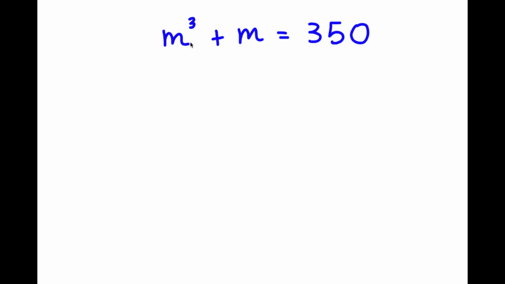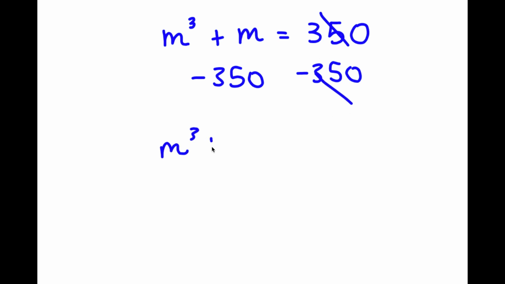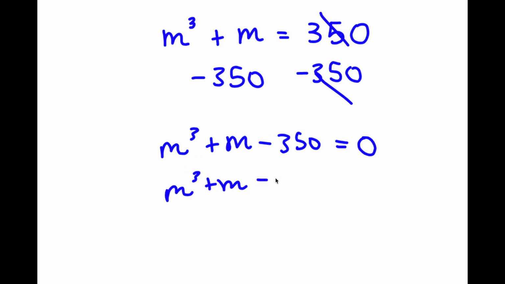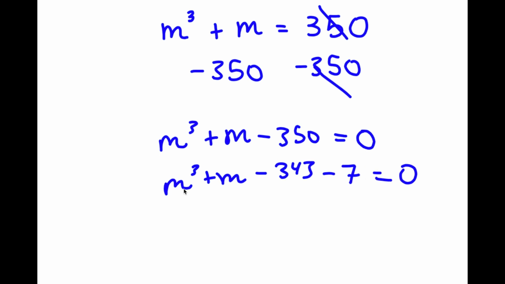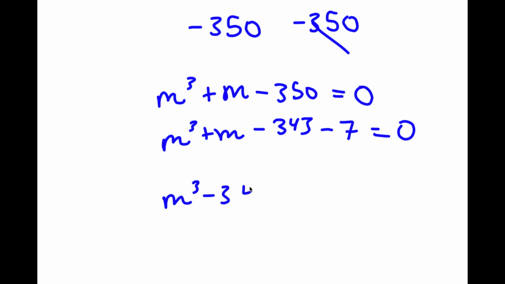Alright, so in this problem I have m to the power of 3 plus m is equal to 350. So the first thing I'm going to do is subtract 350 on both sides. So these two cancel out, and now I have m to the power of 3 plus m minus 350 is equal to 0. Now, I can rewrite 350 here as negative 343 minus 7. So now I have m to the power of 3 minus 343 plus m minus 7 is equal to 0.